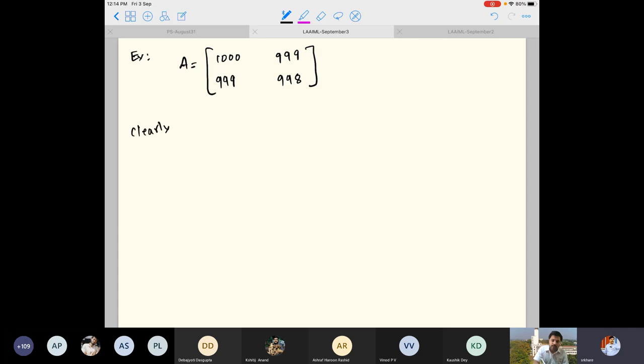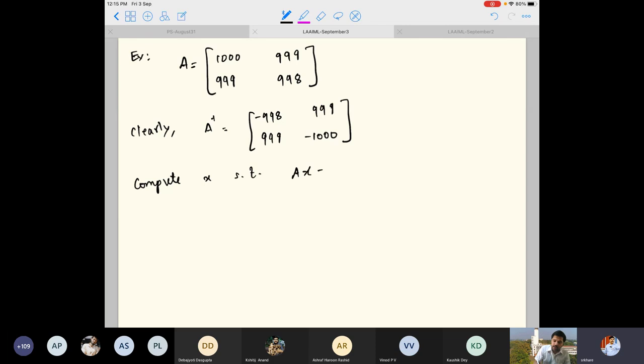Then clearly you can see A inverse. I am writing it for your convenience, but you can check that this indeed is A inverse. So this is the matrix that you get, A inverse. Now, can you tell me the solution to this system of linear equations? Compute x such that Ax is equal to b, where b is this. Can you tell me what is the solution to this system of linear equations?